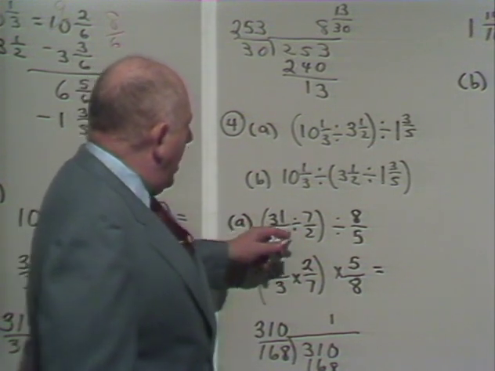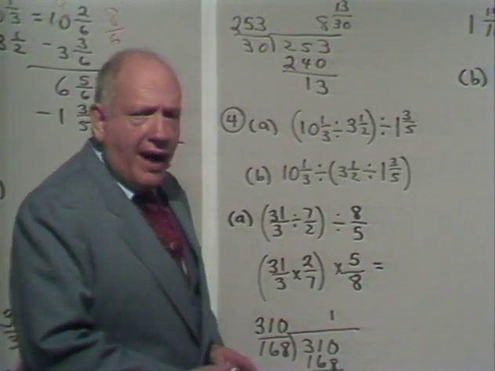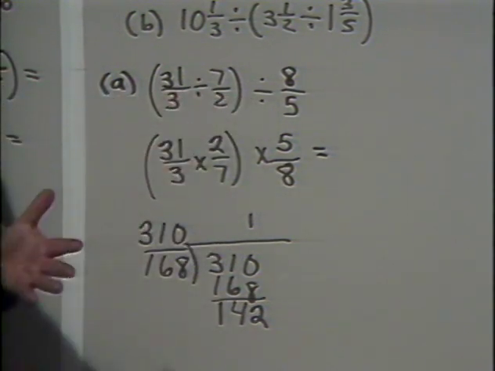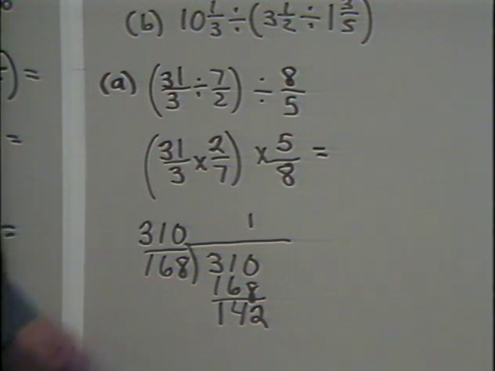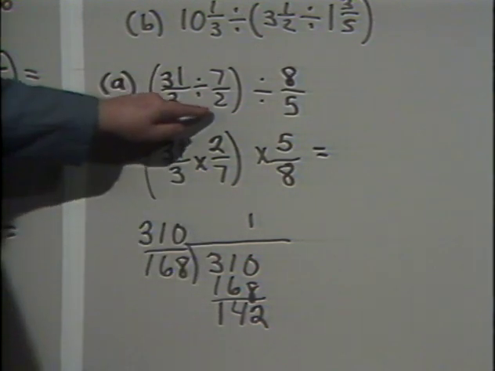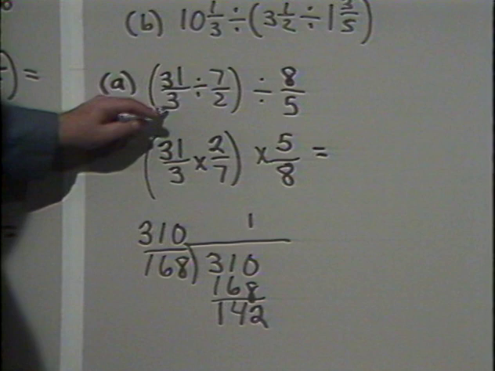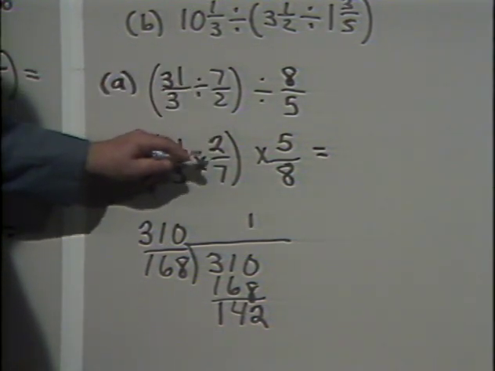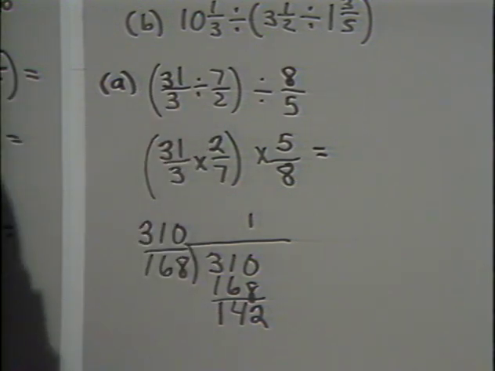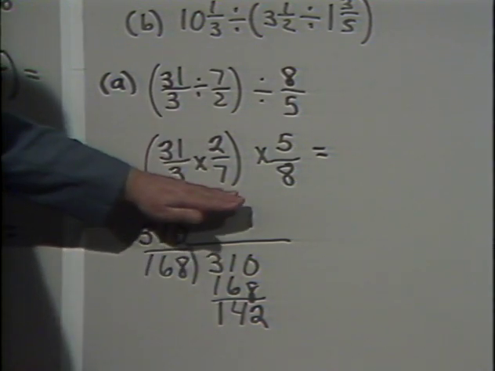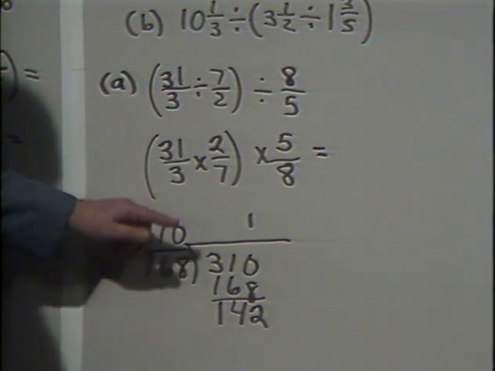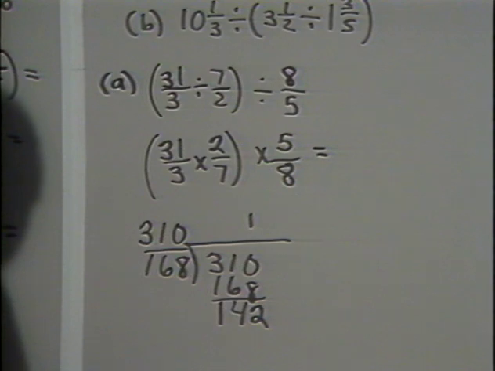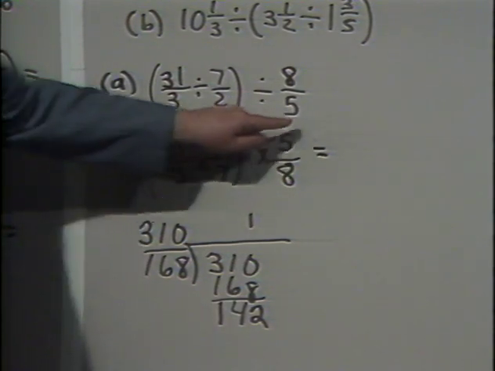All we do is translate back into the language of fractions. And as soon as I've done this, don't you see an exact problem that we did in Module 5? Exactly like this. Remember, we do the division inside first, so we leave the 31 thirds alone, change the division to a times, invert the 7 halves to get 2 sevenths. So that's what it looks like inside the parentheses. Now what we're going to do next is to divide by 8/5. We multiply by 5/8.